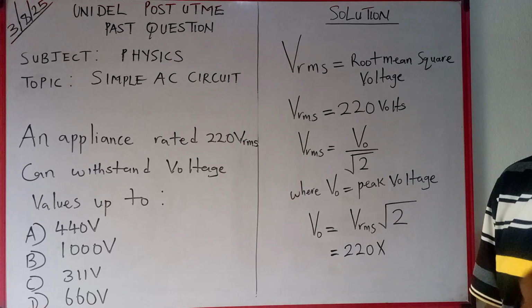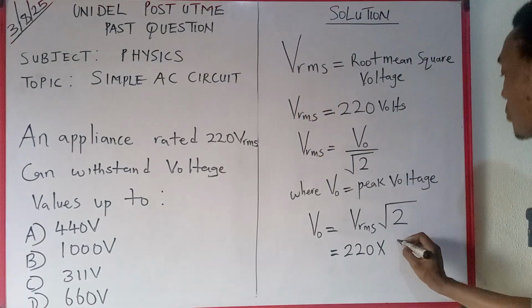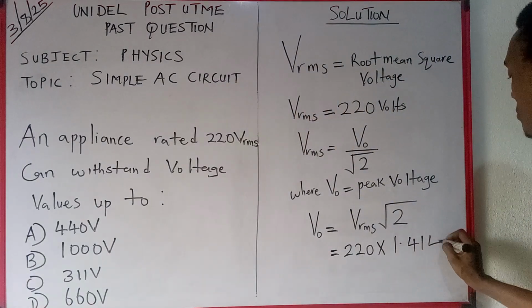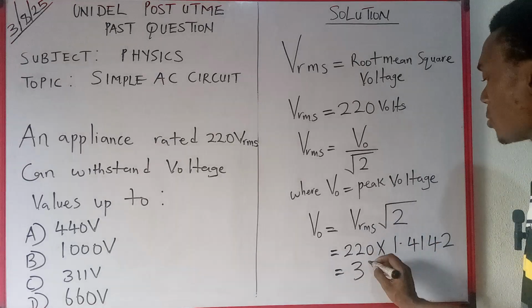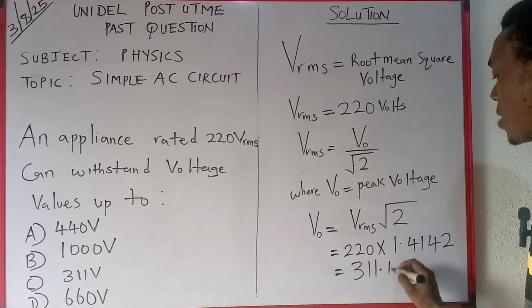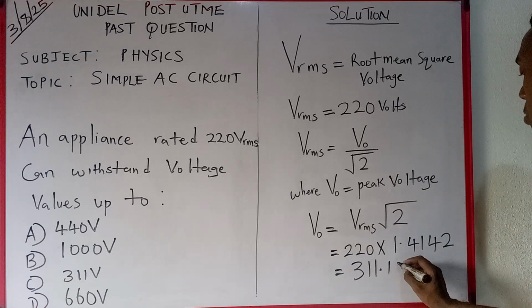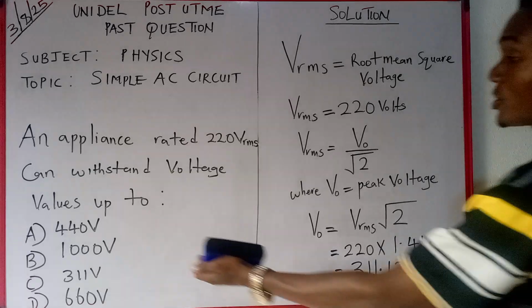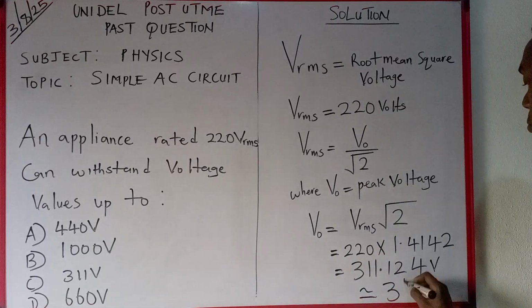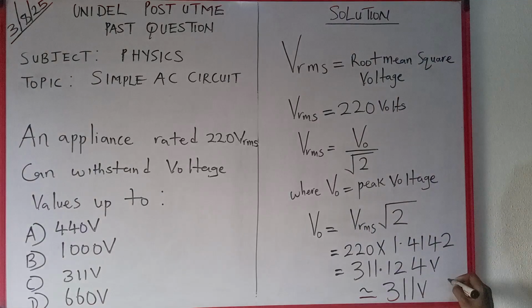times root 2. What is square root of 2? Use your calculator. Square root of 2 is going to give you, okay, thank you, 1.4142. So when you multiply these two, you're going to have 311.14124. And what is the SI unit? Volt. So approximately, to rhyme with what is in the option, you put 311 volt, which is option C.